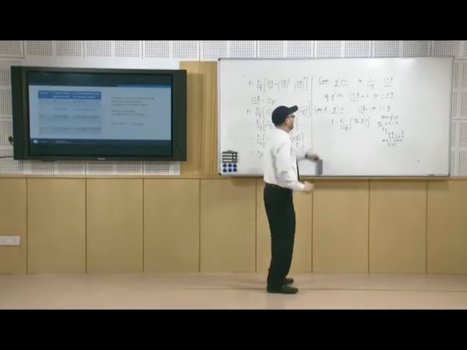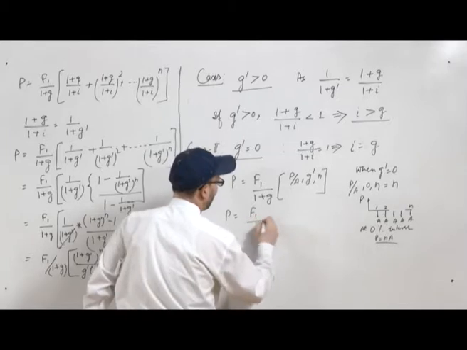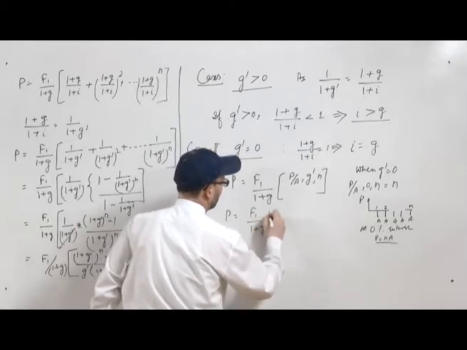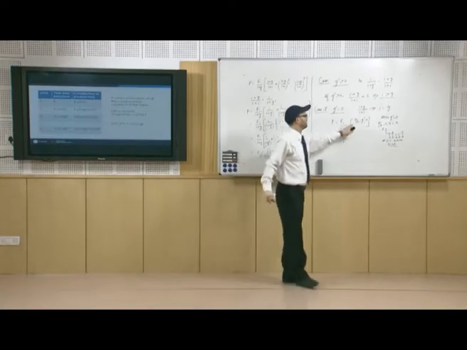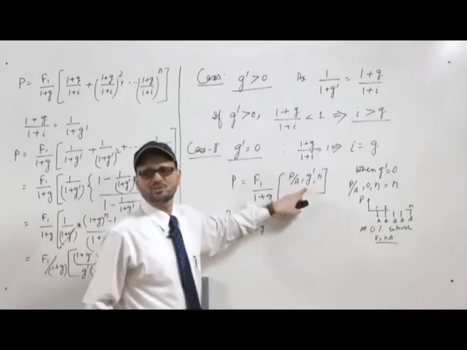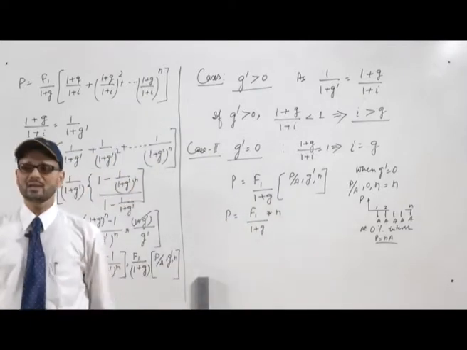So, basically it will be P equal to F1 by 1 plus g into P by A g prime n. When g prime is 0, it becomes n. So, P will be equal to F1 into n by 1 plus g.